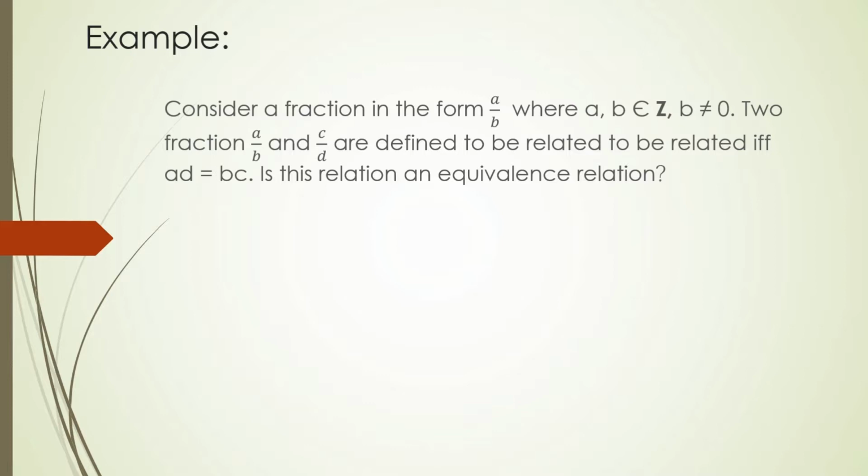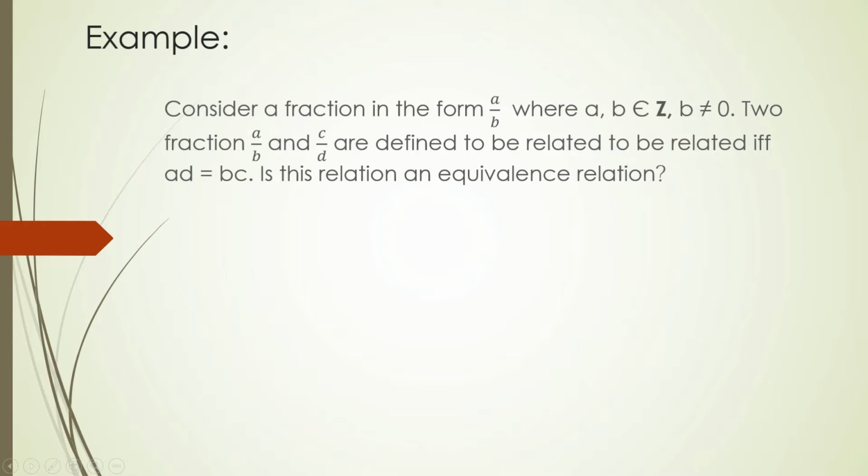To prove any relation to be an equivalence relation, we need to prove three things: the reflexive property, the symmetric property, and the transitive property. For the reflexive property, we need to show that ab equals ab. Obviously, we know that ab equals ab. If we put this in the equation, then we can write in the next line that a by b equals a by b, which is reflexive.